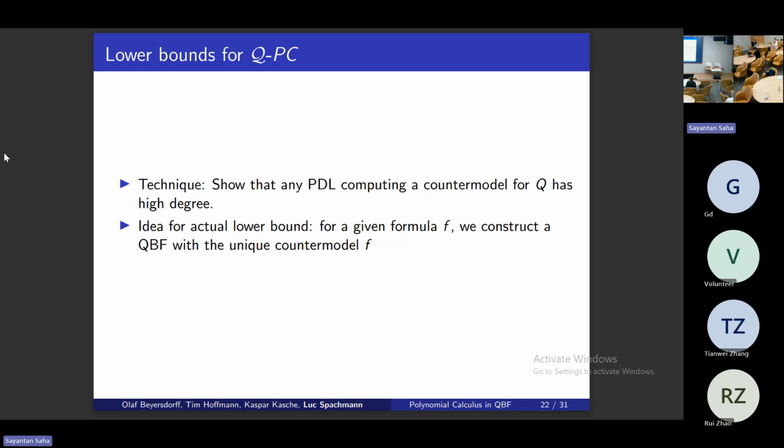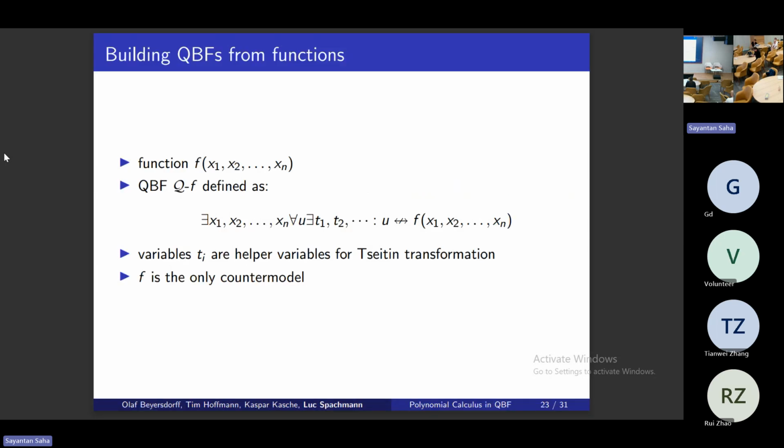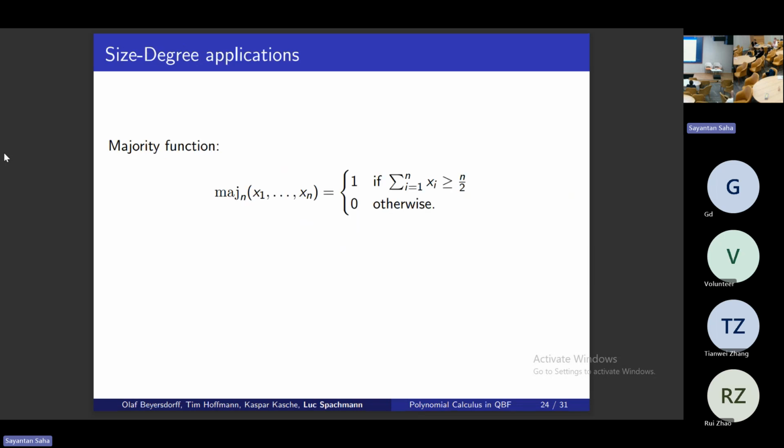So we need a way, if we have a counter model, to put this into a QBF. But it's actually quite simple. If our function f is the function which we know requires long PDLs, we define such a sigma-free QBF QF here, where we have just a single universal variable, and the t variables are just helper or auxiliary variables for the Tseitin transformations, and we just say, okay, u is unequal to f of x. So it is directly clear that to win, the universal player has to calculate f. And f is also the only universal strategy, and as such, the only counter model.